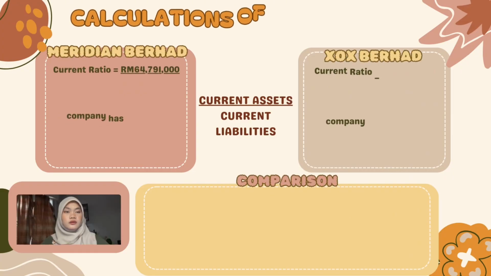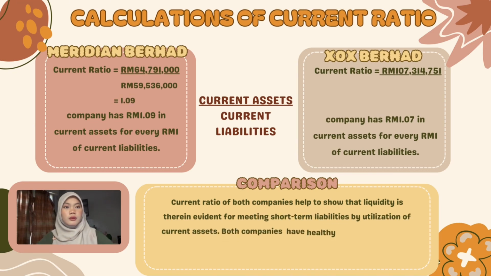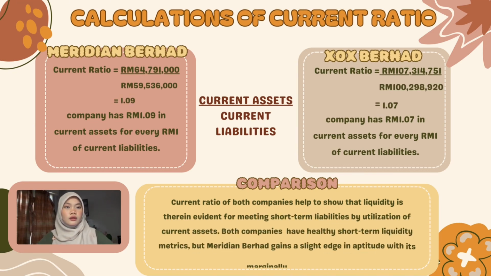To calculate current ratio of Meridian Berhad, we divided their current asset by their current liabilities, and we got 1.09. This value indicates for every 1 ringgit in their current liabilities, the company has 1 ringgit and 9 cents in current asset. This value also shows that the company managed to cover their short-term debt with their current asset.